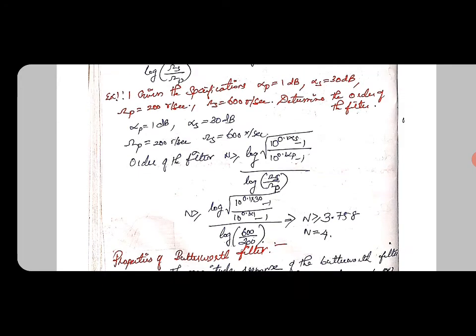We know the order of the filter n must be greater than or equal to log of root of (10 power 0.1 alpha s minus 1) by (10 power 0.1 alpha p minus 1), over log of omega s by omega p. By substituting the values, we get n greater than or equal to 3.758, which is approximately equal to 4. So the order of the filter is n equal to 4.